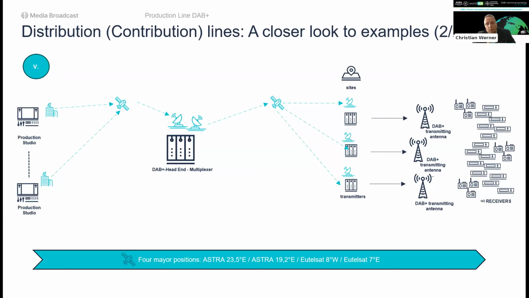So in Germany, we are using four major positions for our satellite capacities. We have Astra 23.5 degrees east, Astra 19.2 degrees east, or Eutelsat 8 degrees west and 7 degrees east. I think the public broadcasters are using Eutelsat. You can use, of course, other capacities, also, for example, Starlink or something like that.